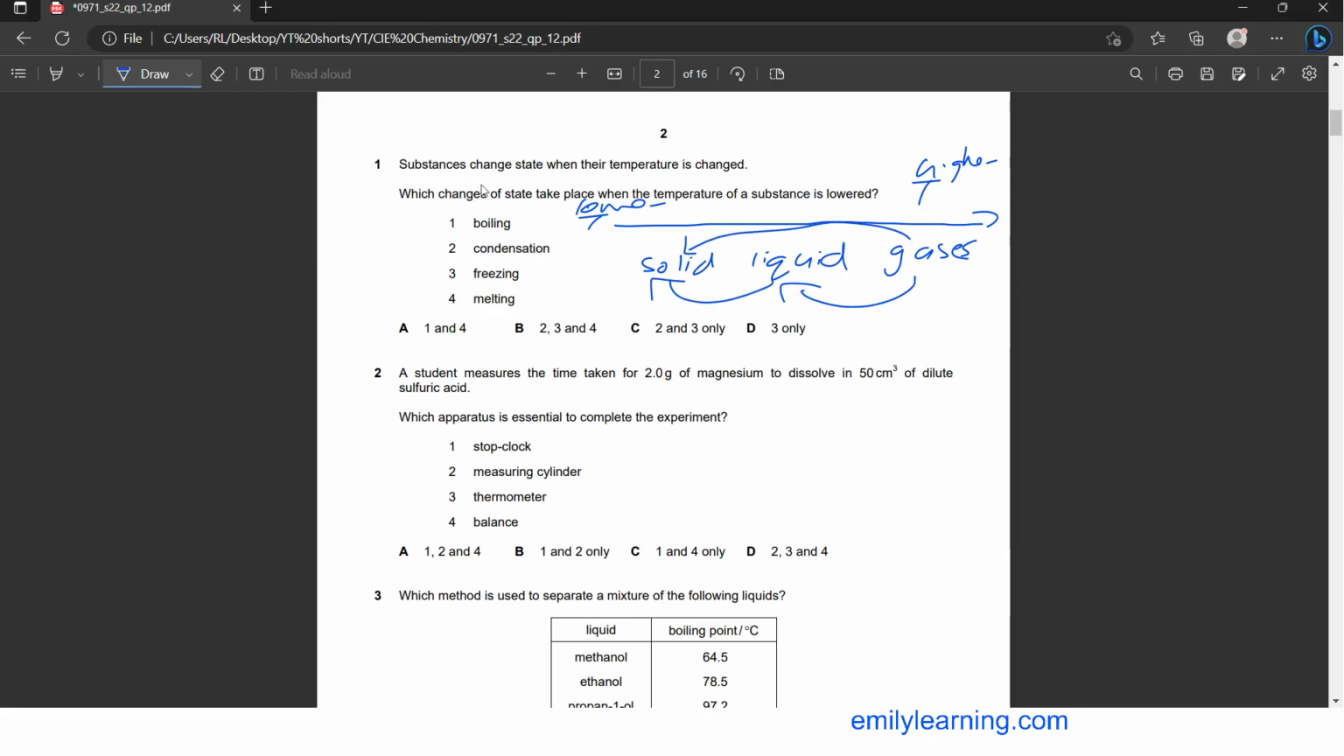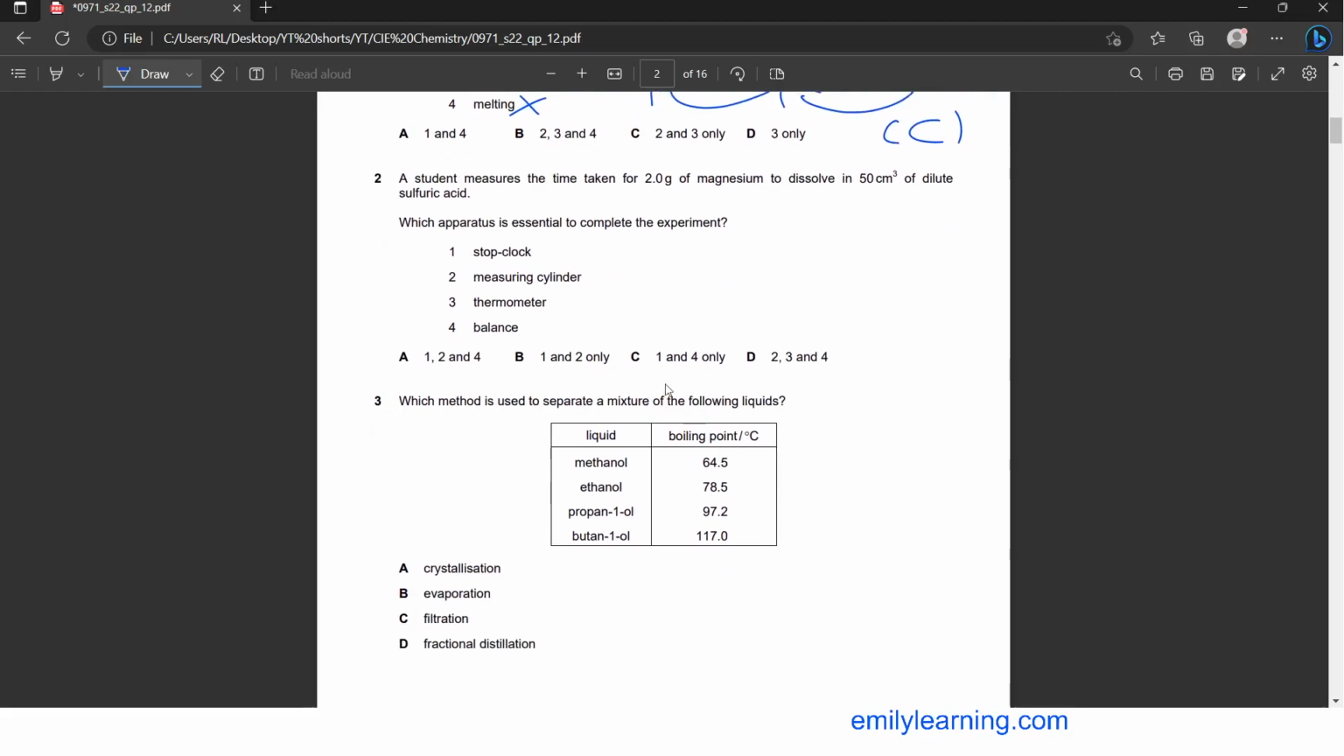Okay, so we have boiling, which is from liquid to gas, so it is not true because in boiling you have an increase in temperature. Condensation is from gas to liquid, so yes, there's a decrease in temperature. Freezing is from liquid to solid, so yes, it's true. Melting is from solid to liquid, so it's not true. So the answer is 2 and 3. So the answer for 1 is C.